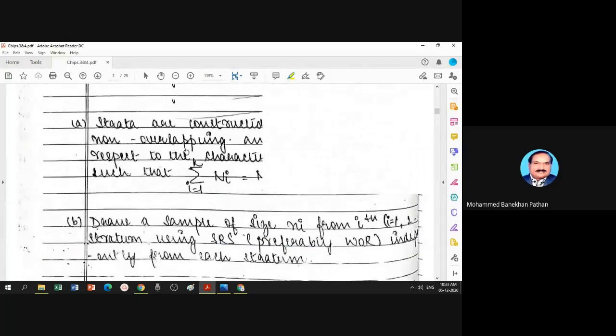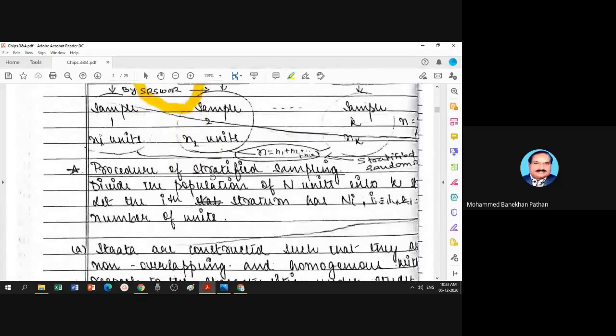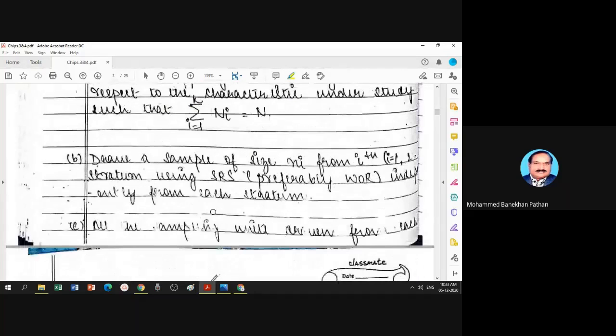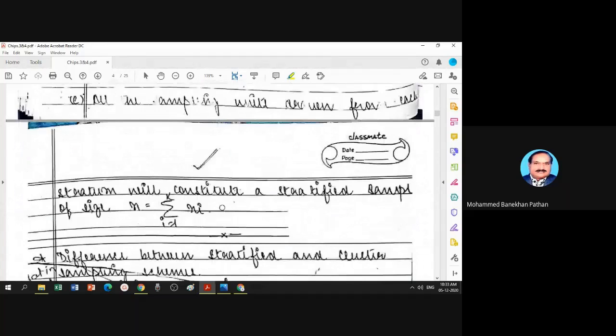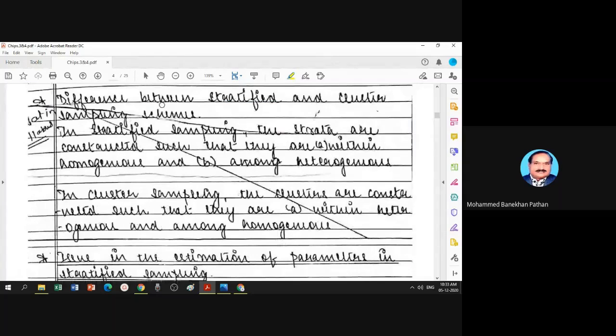A better way is to explain it afterwards with a tree diagram. Firstly write the description and then draw the tree diagram to elaborate more clearly. Now, the difference between stratified and cluster sampling schemes. Cluster sampling we are going to study after this, at the end of the chapter. At that time we will try to make the difference.